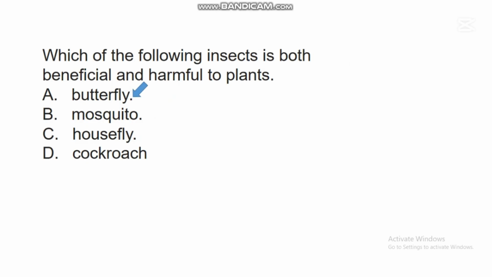So the immature stage of this butterfly, known as caterpillar, is harmful to plants, but the adult stage, known as butterfly, is beneficial to plants because it helps in pollination. So this insect is both beneficial and harmful to plants.